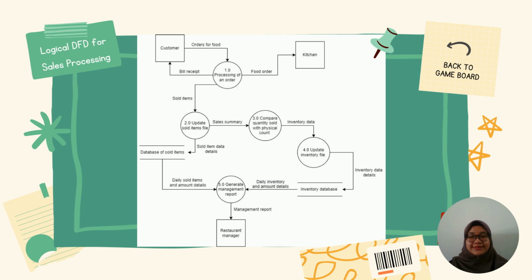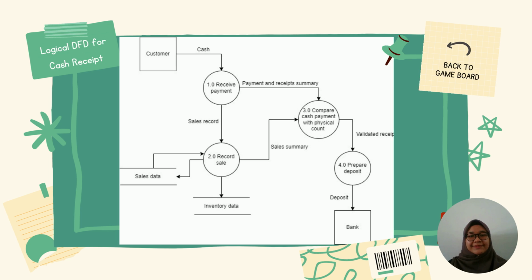In the next step, the sold item will be updated in the sold item file and transferred to the database of sold items. After that, the sales summary will be compared, with the quantity sold checked against the physical count, and the inventory data will be updated to the inventory file and transferred to the inventory database. Lastly, generate and prepare a management report based on the daily sold items and inventory amount details and submit it to the manager.